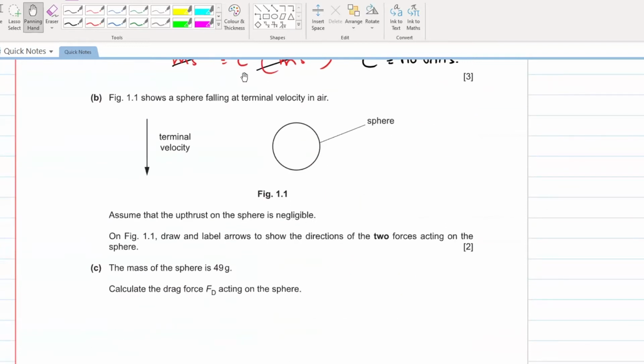Okay, figure 1.1 shows a sphere falling at terminal velocity in air. By terminal velocity, what hint is the examiner giving us? That the object is falling at constant velocity. If an object is falling at constant velocity, what does that mean? Upward forces will be equal to the downward forces.